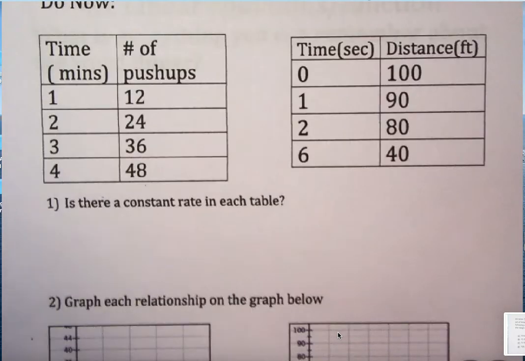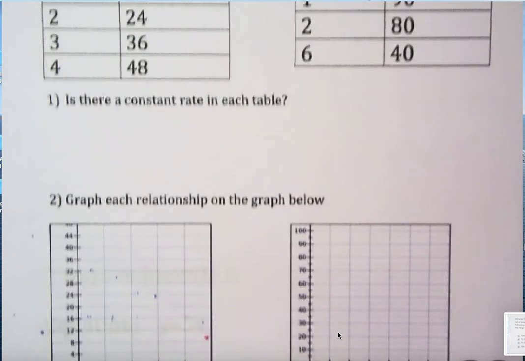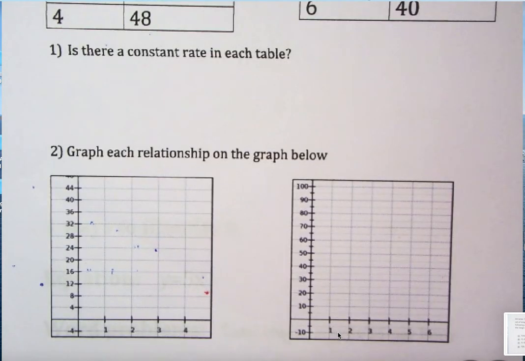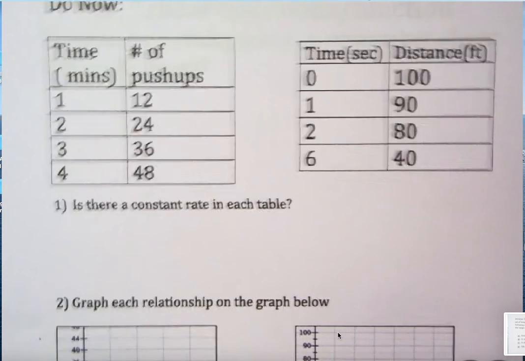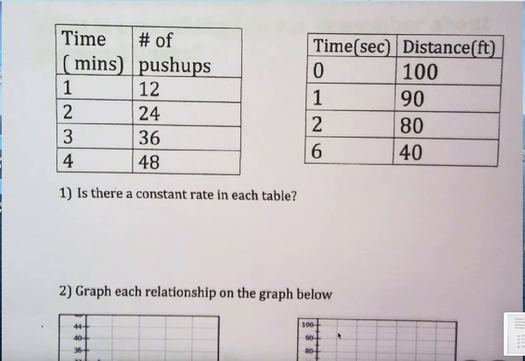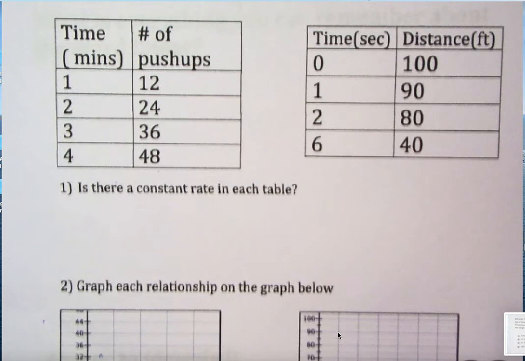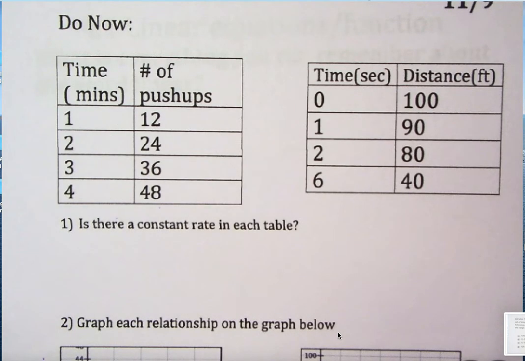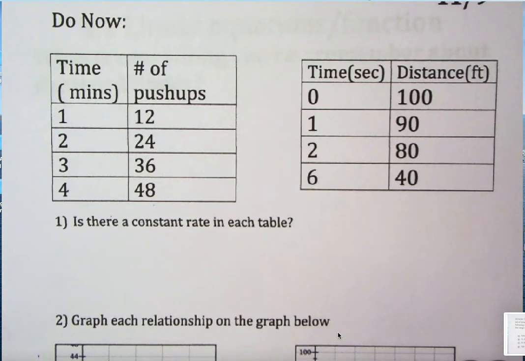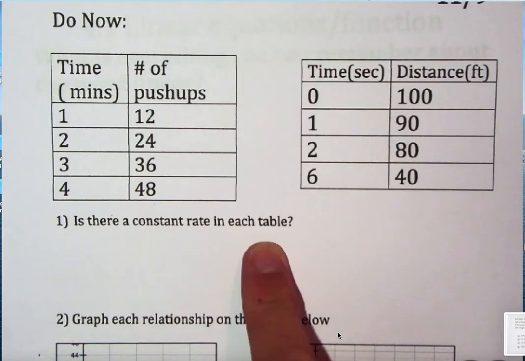You're going to have to do some work here. This should be a handout. If you don't have it, you're going to have to use graph paper, but hopefully the handout helps, and you can write on the handout. If not, you can still do it in your notebook, okay? So go ahead, take a moment. Because this is a video and I can't ask questions and no one's going to answer, number one, is there a constant rate in each table?